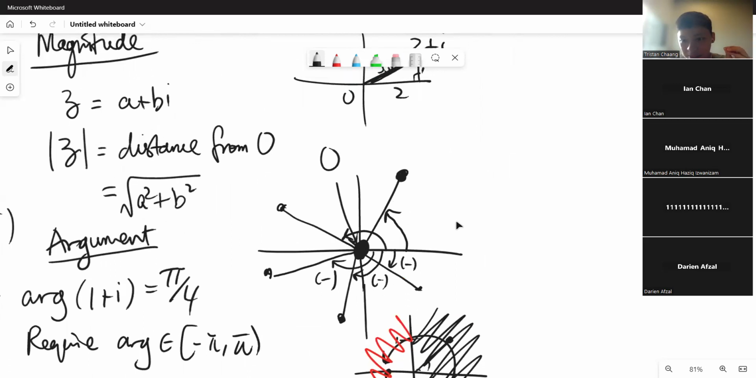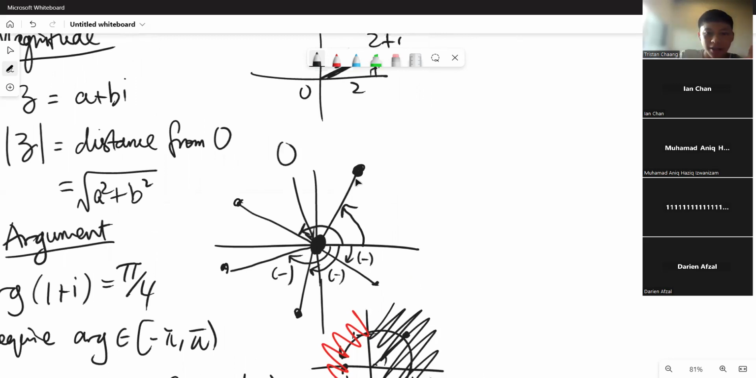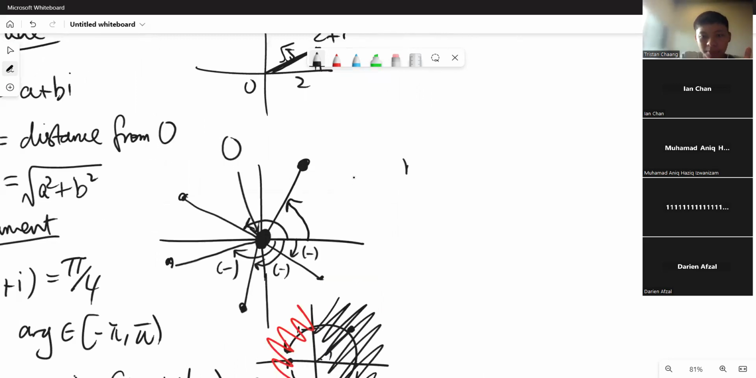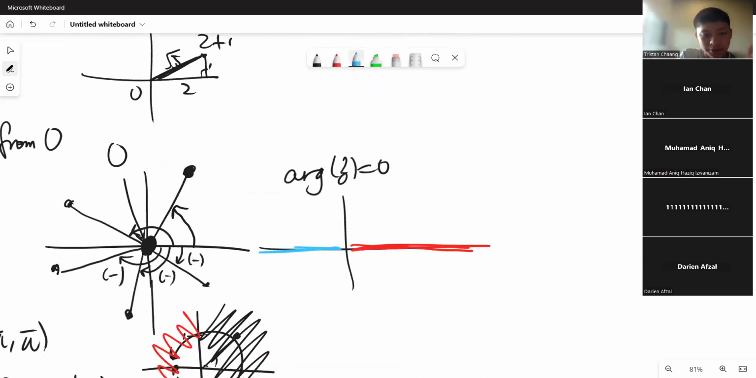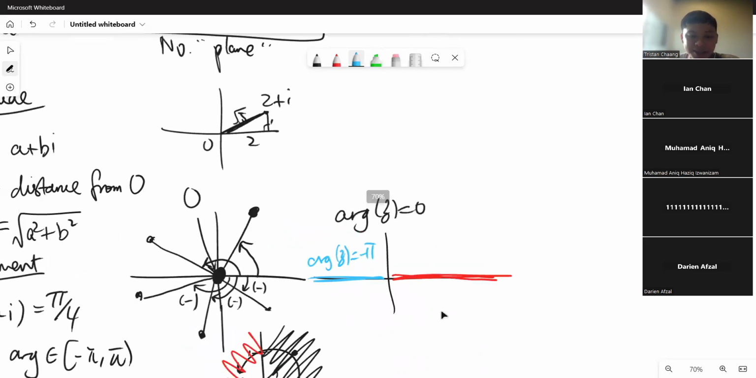Is it the x-axis? What do you mean, is it the x-axis? 0 radians in argument, is that... well, you're half right. So the locus of points where the argument is 0 is the positive x-axis. For the negative x-axis, you say the argument is minus pi. Well, or pi, or 3 pi, depends. So that's basically what it is.